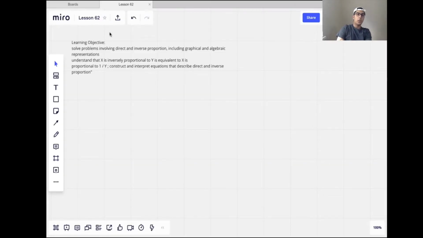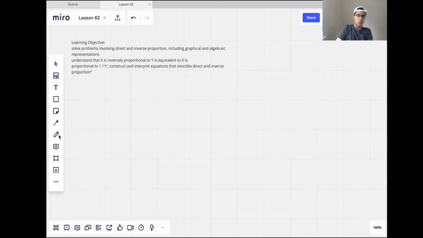So today's learning objective is to solve problems involving direct and inverse proportion, including graphical and algebraic representation. Understand that x is inversely proportional to y is equivalent to saying x is proportional to 1 over y. Construct and interpret equations that describe direct and inverse proportion.